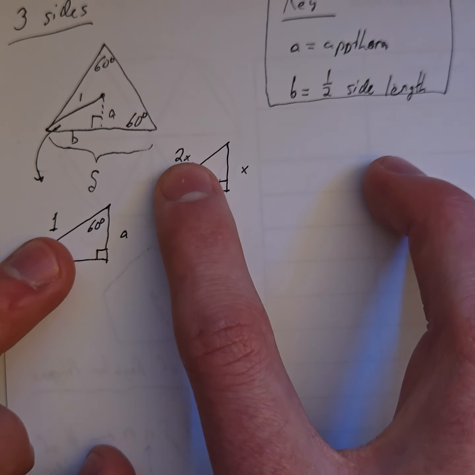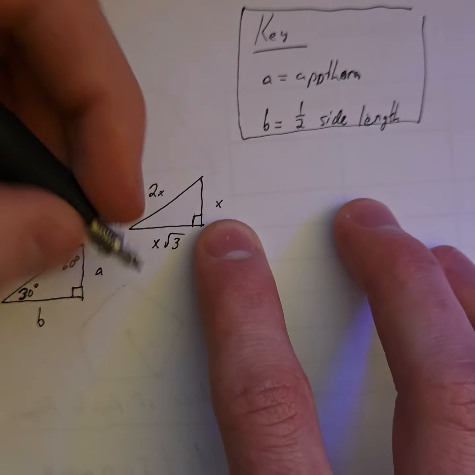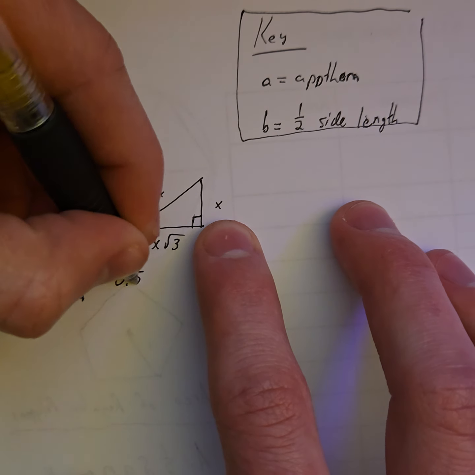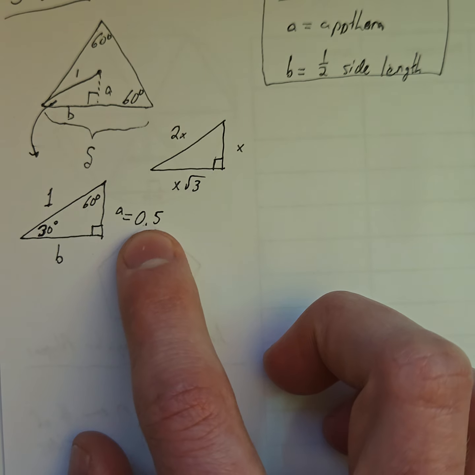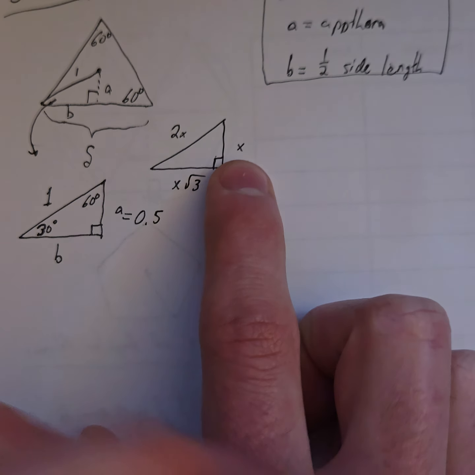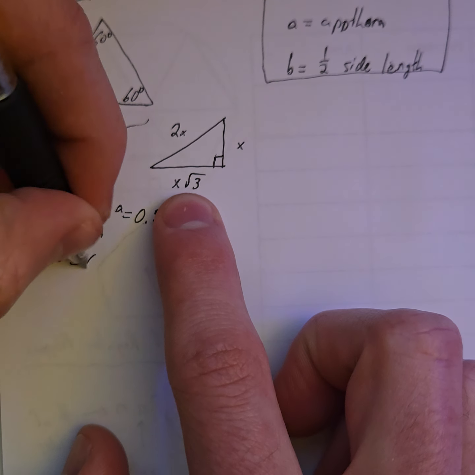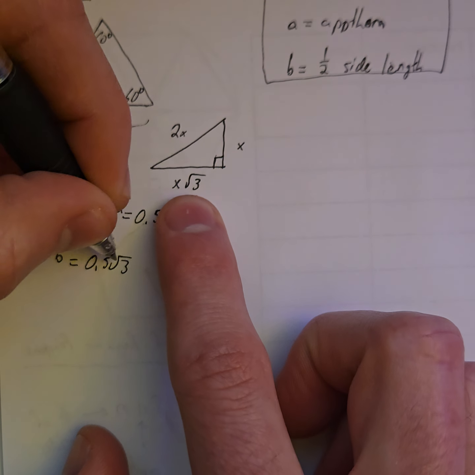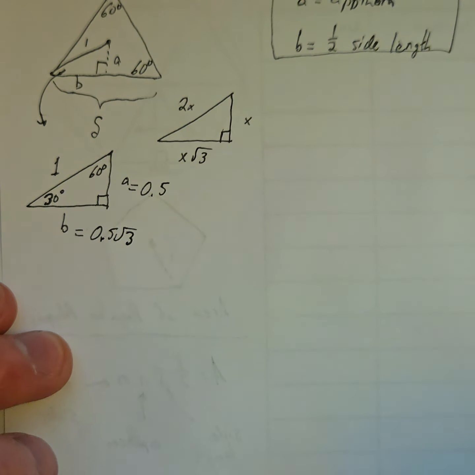So the 2x part is 1. So that means x is going to be 1/2. So I know that A is going to be 0.5. Didn't even have to use any trig here. It's just 0.5. And then B is going to be x times square root 3. Well, x is 0.5, so B is going to be 0.5 square root 3. Okay, so we know those two things.